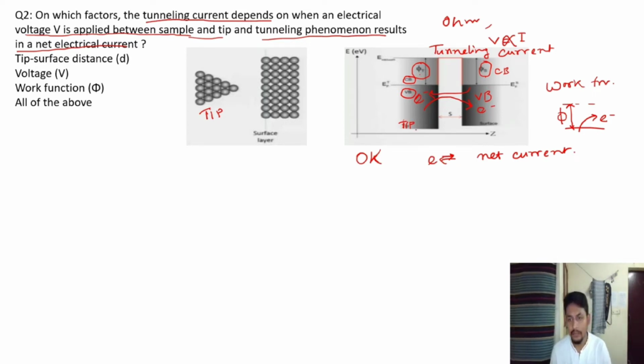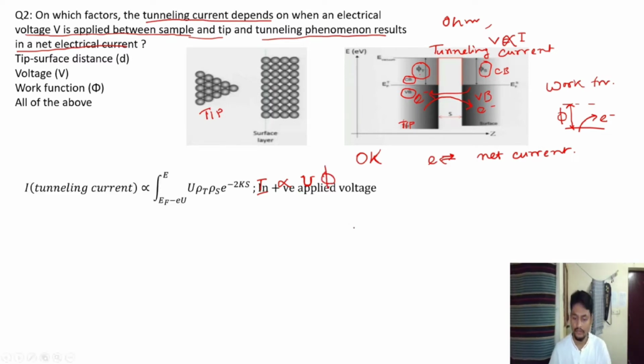So the tunneling current, whenever we apply some voltage, is going to depend upon that voltage. Normally we say the tunneling current is I, and it will obviously depend upon the voltage. Let's say this is U, the voltage. It will also depend upon the barrier height, that is, how much energy is required to come out from the surface. That is again going to be phi. Let me just erase this.